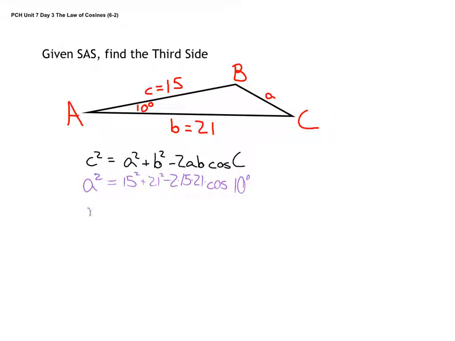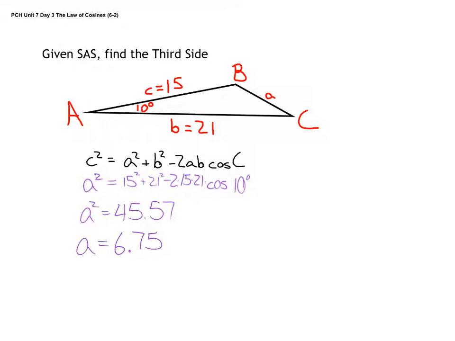So we get a squared equals 45.57. And then you square root that and you get a equal to, what is it? 6.75. And we don't have units here, but we can just leave it at that.